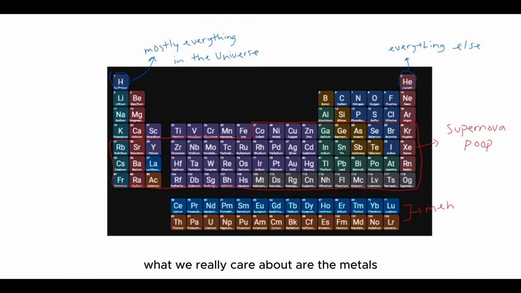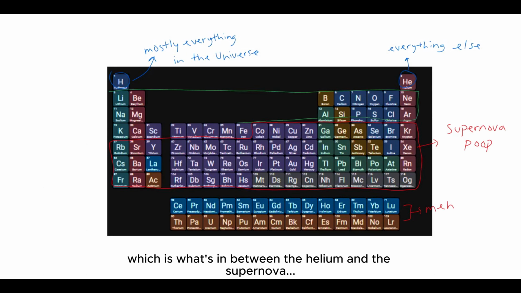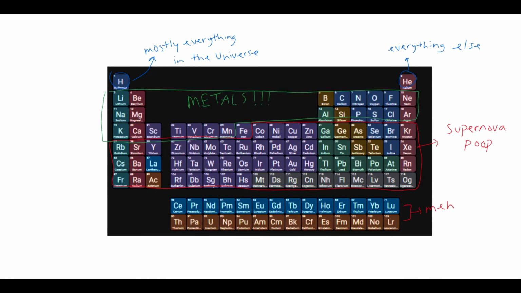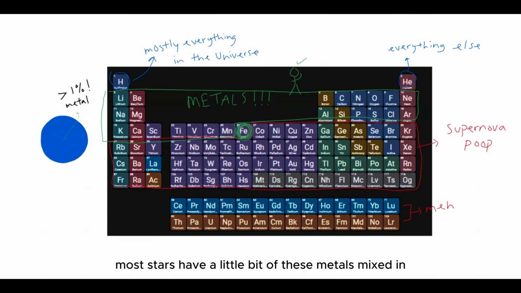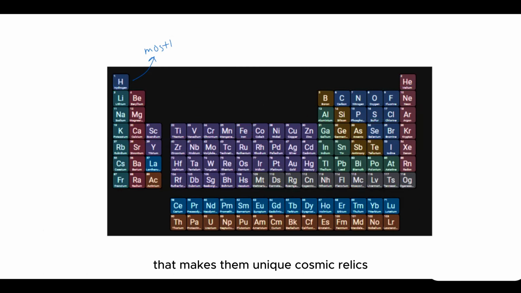What we really care about are the metals, which is what's in between the helium and the supernova. Okay, well, the rest of them, I guess. We also need to realize that almost none of the universe is made up of these so-called metals. Most stars have a little bit of these metals mixed in, but ultra-metal poor stars are almost completely made out of hydrogen and helium, elements that were formed right after the Big Bang. That makes them unique cosmic relics.